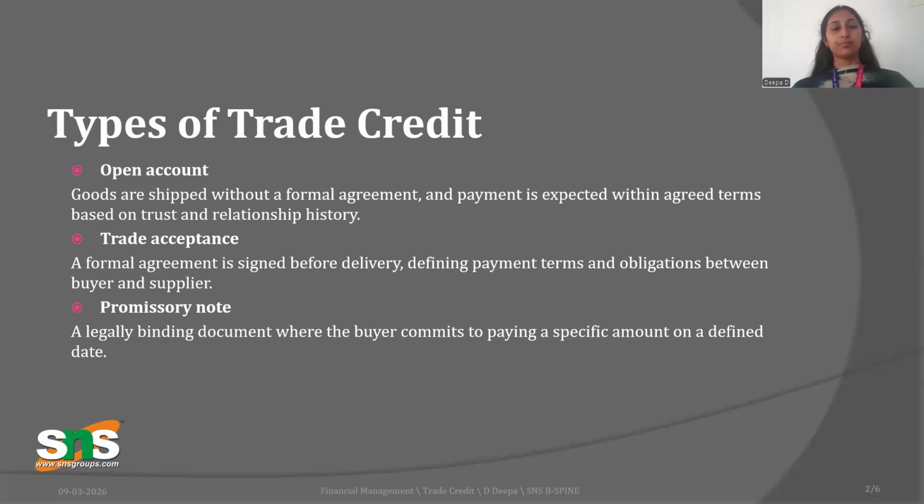Trade acceptance: here a formal agreement is signed before delivering the goods. Whatever raw materials or components the seller is willing to sell, before delivering those goods a proper agreement is made. That is the trade acceptance. Next is the promissory note, a legally binding document where the buyer commits to paying a specific amount on a defined date. Imagine that after 90 days I will make you the payment. This is made as a proper legal binding document, so that the buyer cannot skip his roles and responsibilities. So these are the three types.